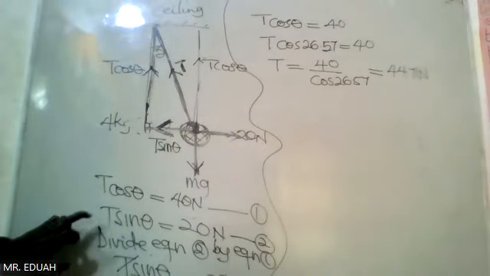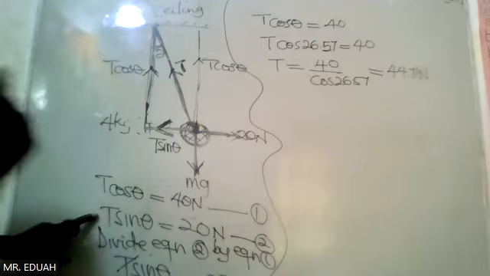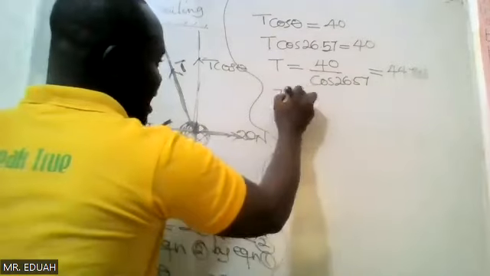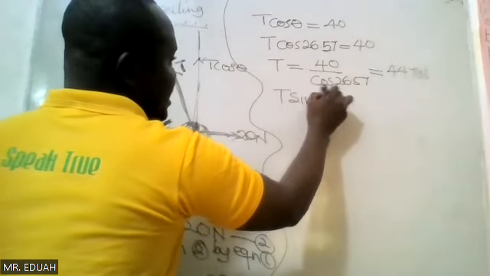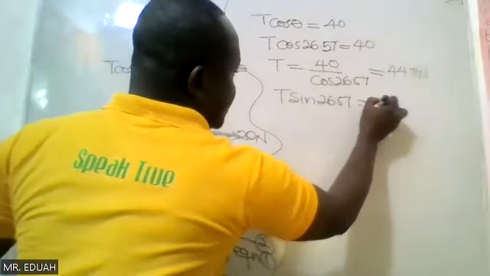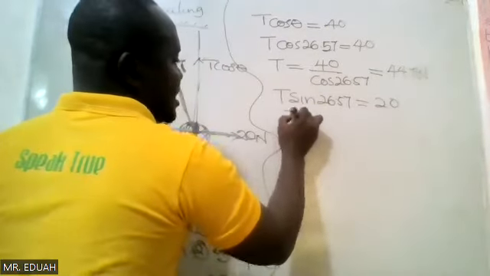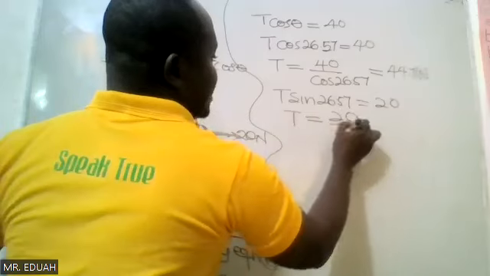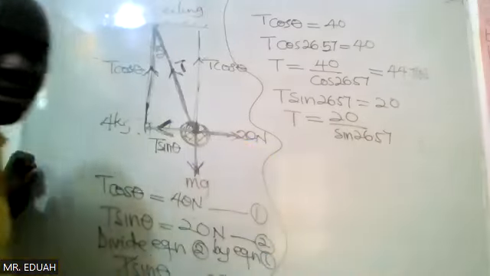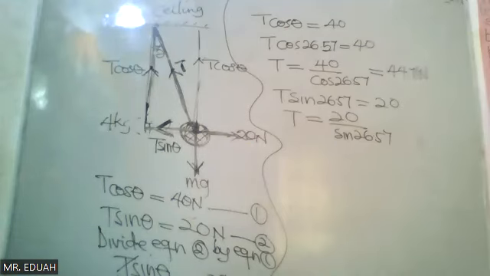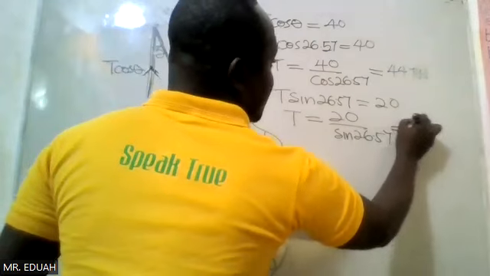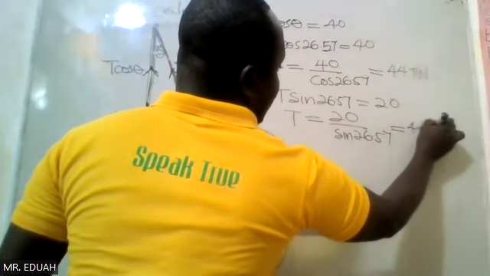You can also use equation 2, and the value will still be the same. T sine of 26.57 is equal to 20. Therefore, T is equal to 20 divided by sine of 26.57. And you must get the same answer, 44.71. So let's confirm.